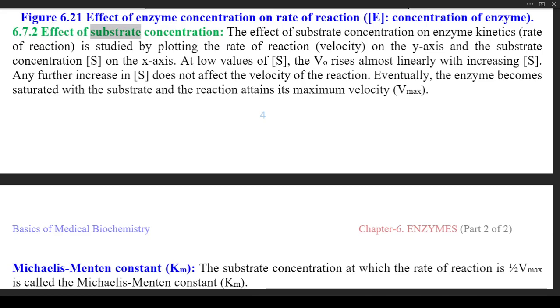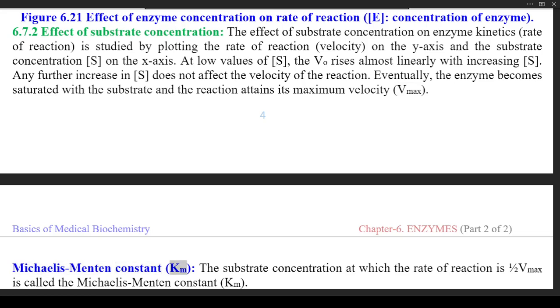6.7.2 Effect of substrate concentration. The effect of substrate concentration on enzyme kinetics, the rate of reaction, is studied by plotting the rate of reaction, velocity, on the y-axis and the substrate concentration S on the x-axis. At low values of S, the V0 rises almost linearly with increasing S. Any further increase in S does not affect the velocity of the reaction. Eventually, the enzyme becomes saturated with the substrate and the reaction attains its maximum velocity, Vmax.